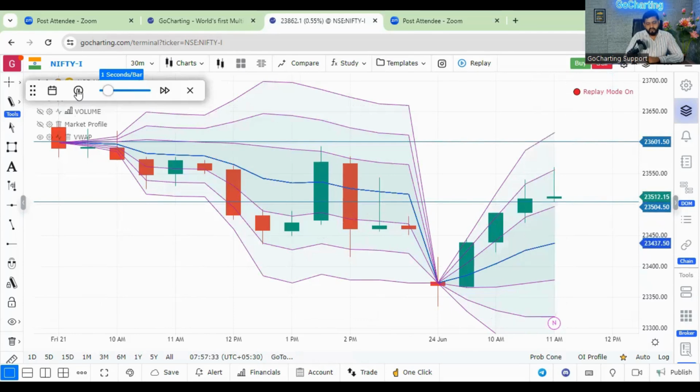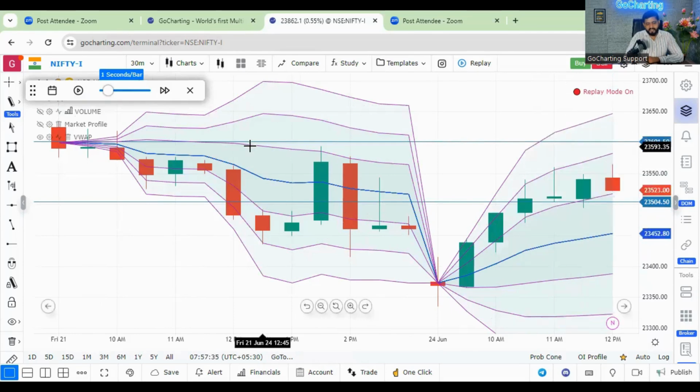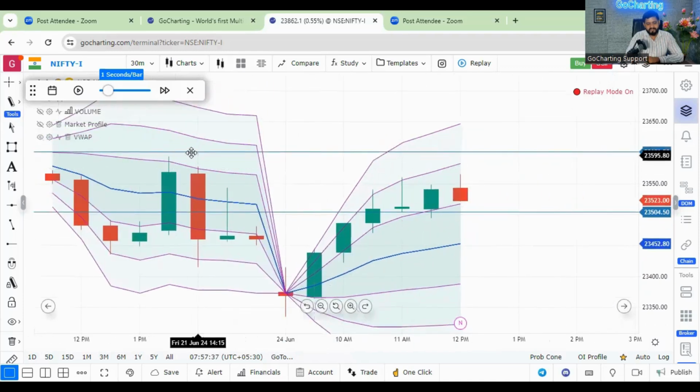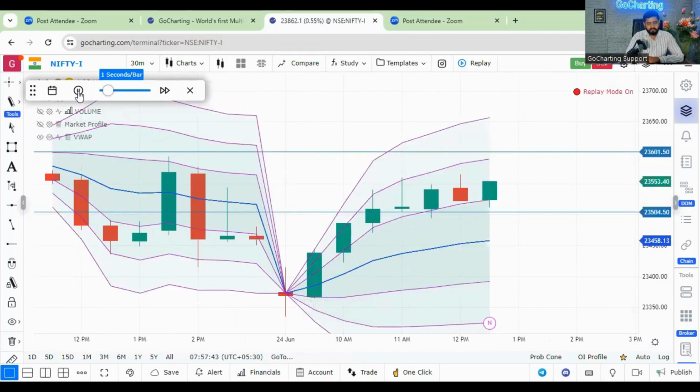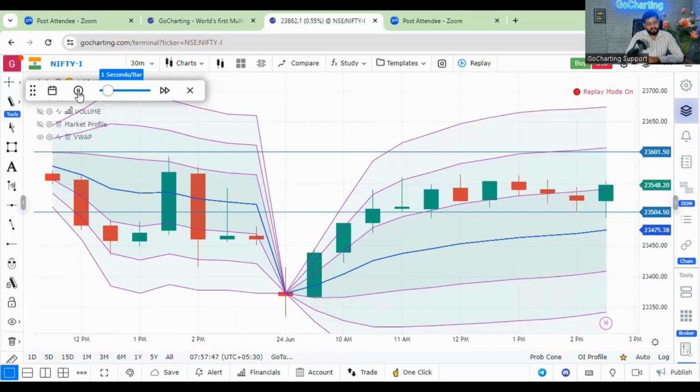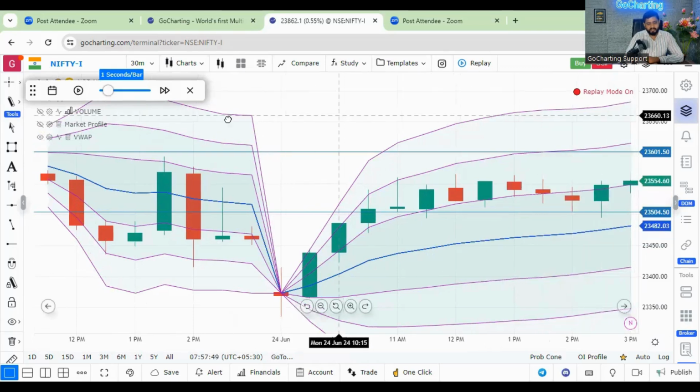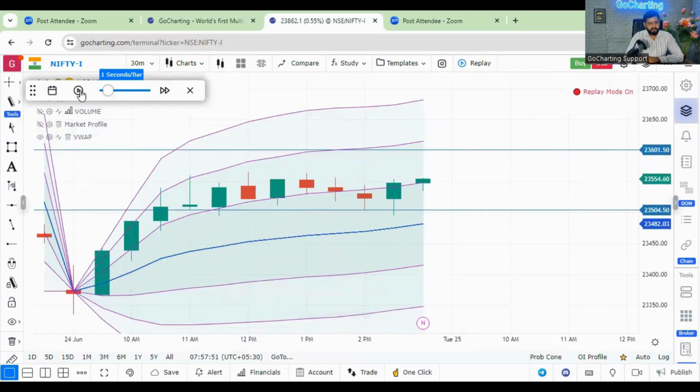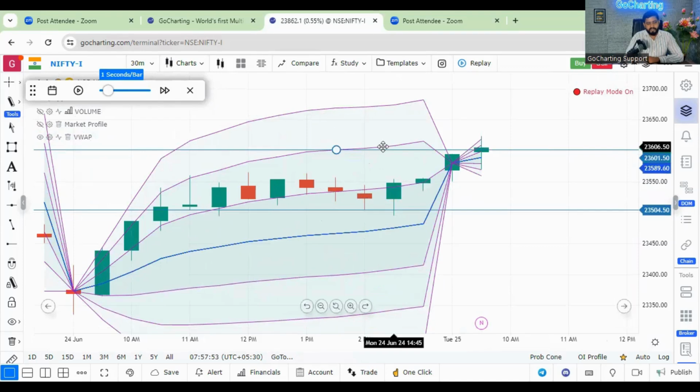Now you see the value is migrating upside and it is again coming back to the previous value. So this is our migrating value. This is the area of the migrating value. And now this is almost overlapping with the previous day value area. So you see here, next day, the market opens again inside the value area.